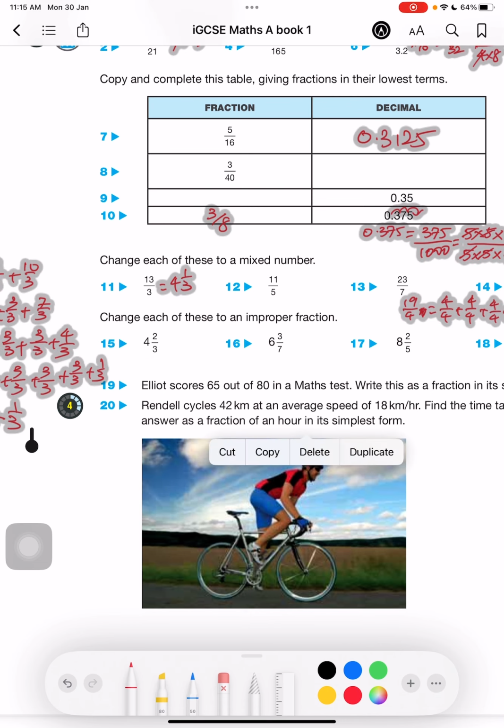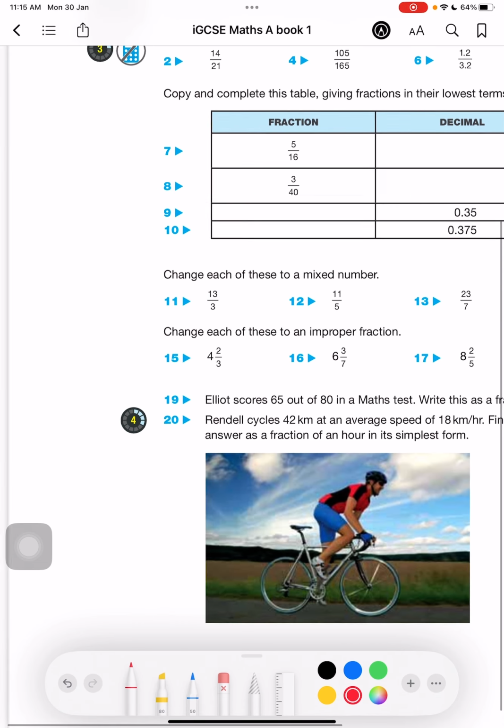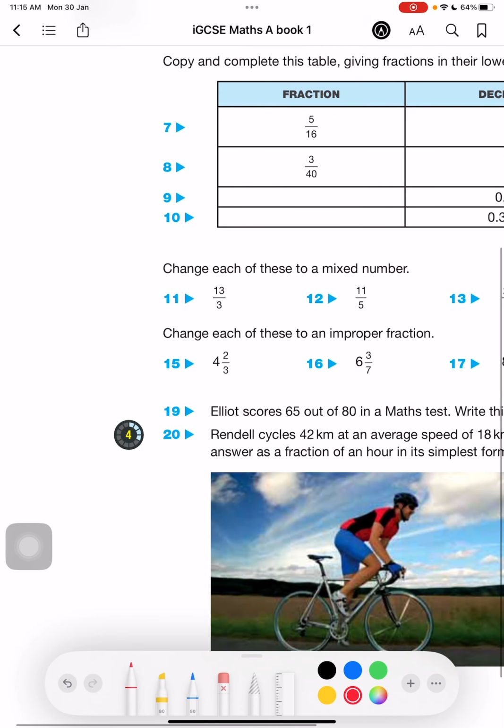Select all. Okay, so let's start with number 15. You have 4 2/3. So what do you do with this? You will take the 4, being 4 wholes, multiply by the denominator, which is 3. So basically 4 times 3 gives you 12 over 3 plus 2/3. This gives you 14 over 3 as your final answer.